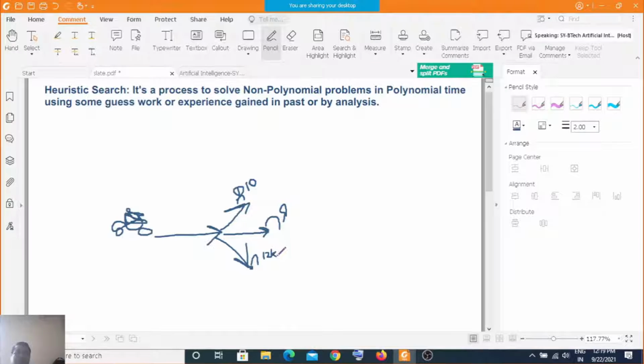Now you are using heuristic search. Your past experience is that 9 kilometers is less than 10 and 12 kilometers. Is it correct or not? 9 is less than 10 and 12? Yes, sir, it is correct. Why do we know this? From our past experience.